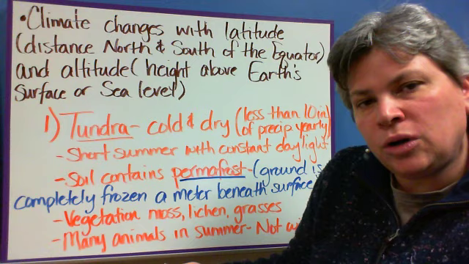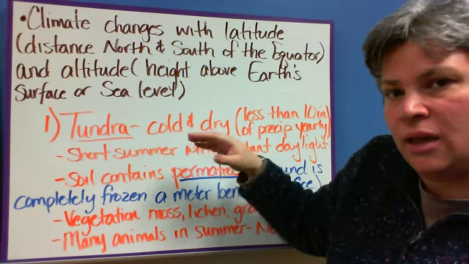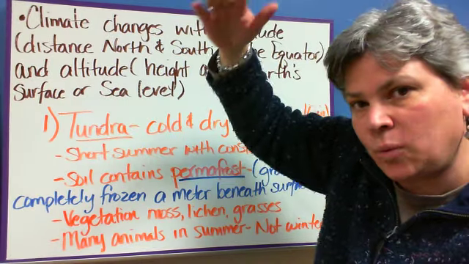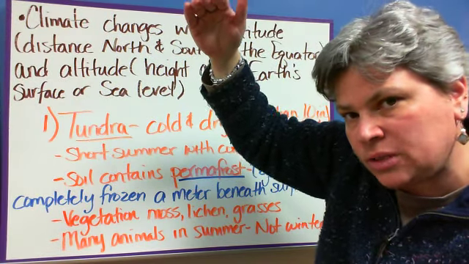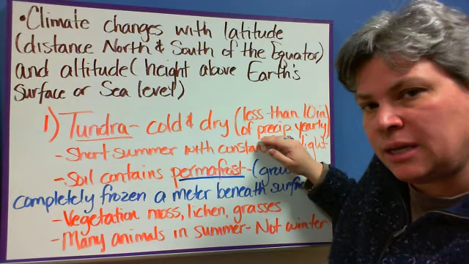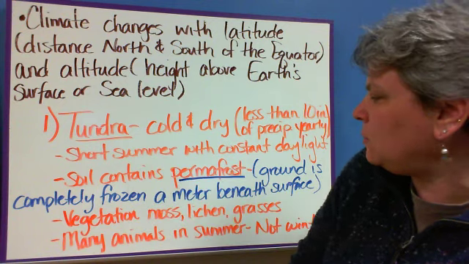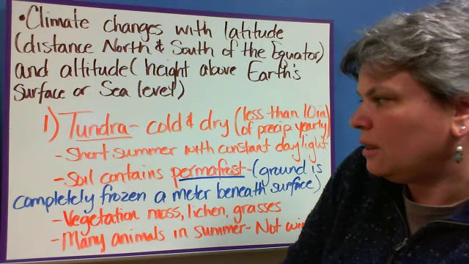So the first one that we're going to look at is what we call the tundra. The tundra is cold and dry. So basically we're all the way up, way up toward the top, almost to 90 degrees north. It's less than 10 inches of precipitation annually, not much rain or water. It has a very short summer with constant daylight.